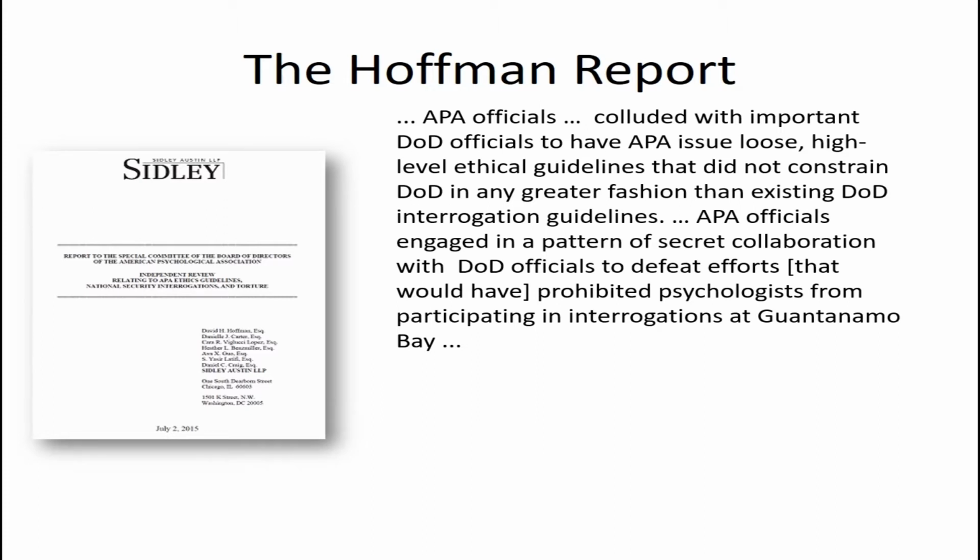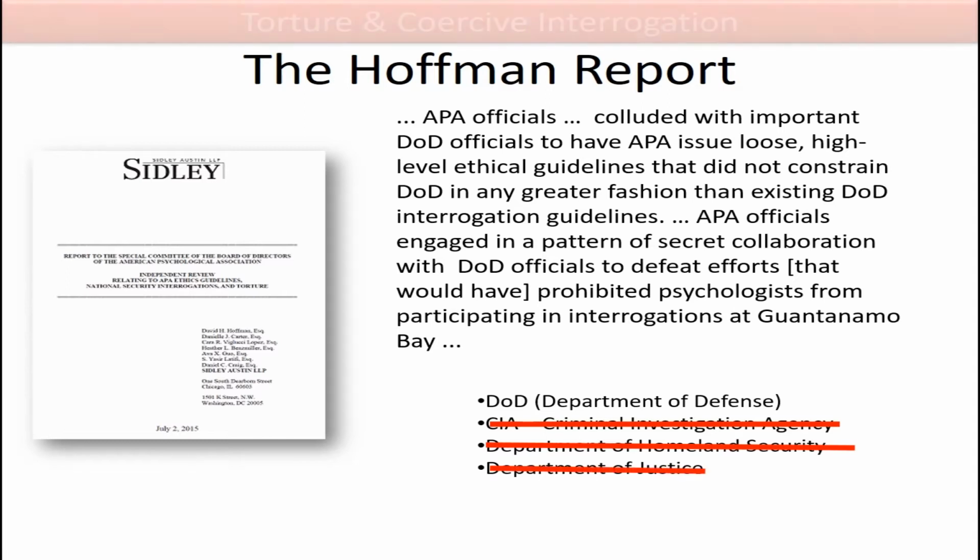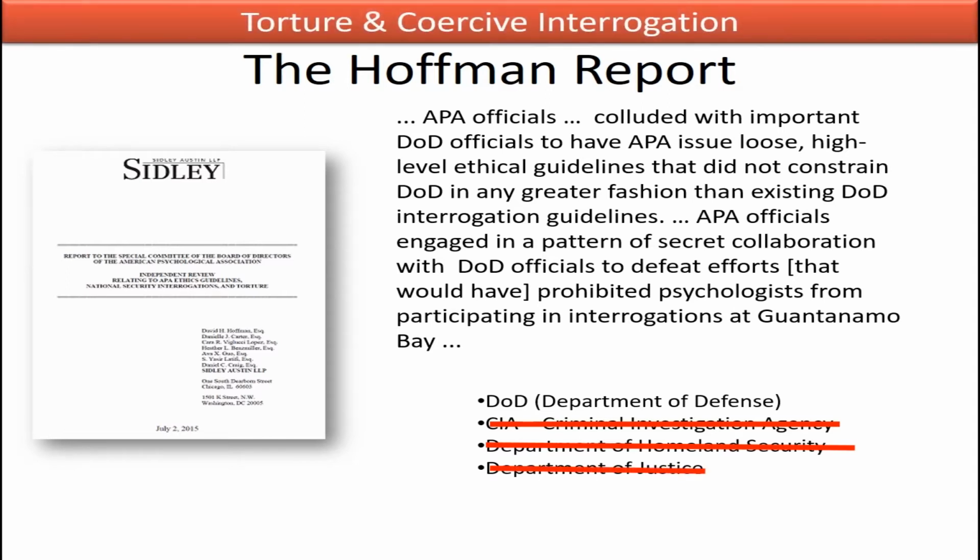Now, I just want to clarify, it was the Department of Defense, not the CIA, not the Homeland Security, or not the Department of Justice that the APA were found to have colluded with. And this is important, get your facts right, in case you find an exam question on this. So it was the Department of Defense, okay? Department of Defense colluded with the American Psychological Association.